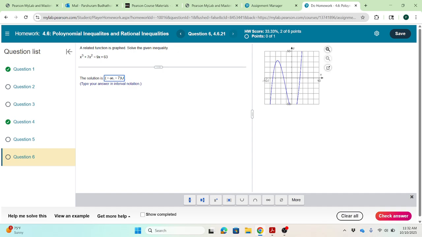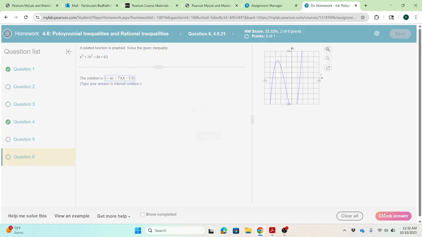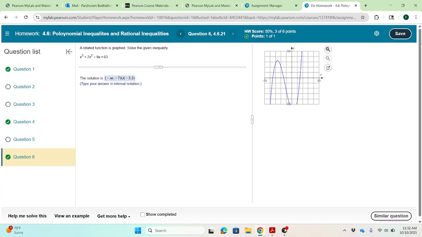Graph negative means the graph is below the x-axis. So we're not including 0, so that's supposed to be -3 to +3. That's the reason we have parentheses instead of brackets. Fantastic. And that's all for this section.